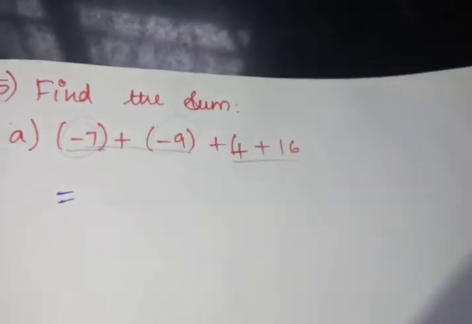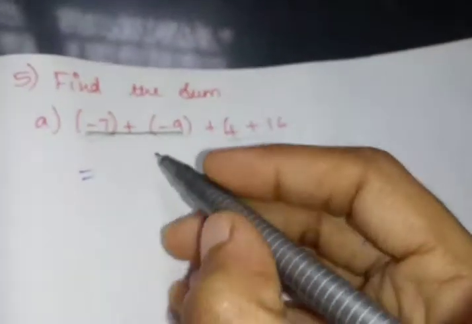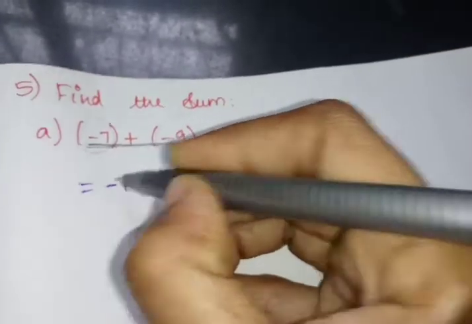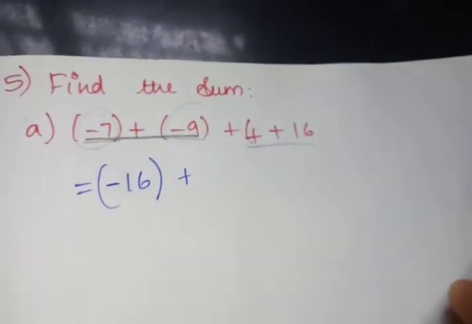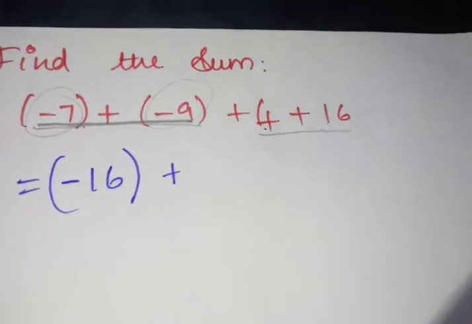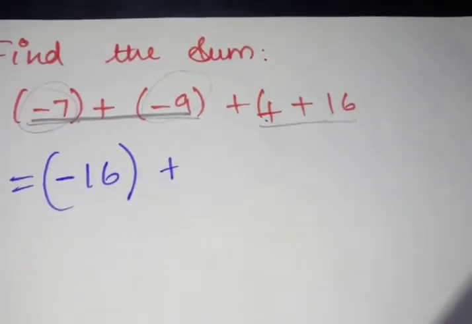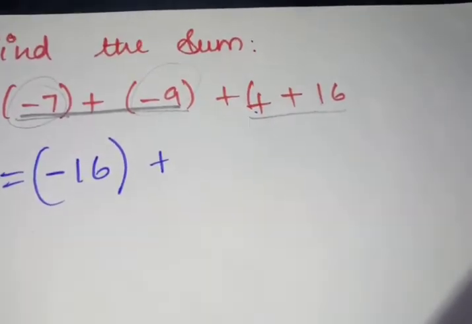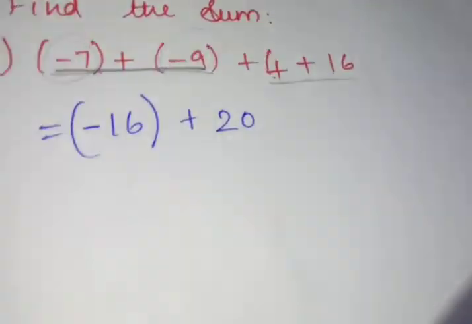You will add it. So first we can add these two. 9 plus 7, 16. What is the sign you will put? Minus 16. Plus 4 plus 16, because plus 4 plus 16 only know the meaning. Only 4 is given. What is the meaning, children? Plus 4. Only 16 is given, it is a meaning. Plus 16. 4 plus 16, 20. So 20 means plus 20.